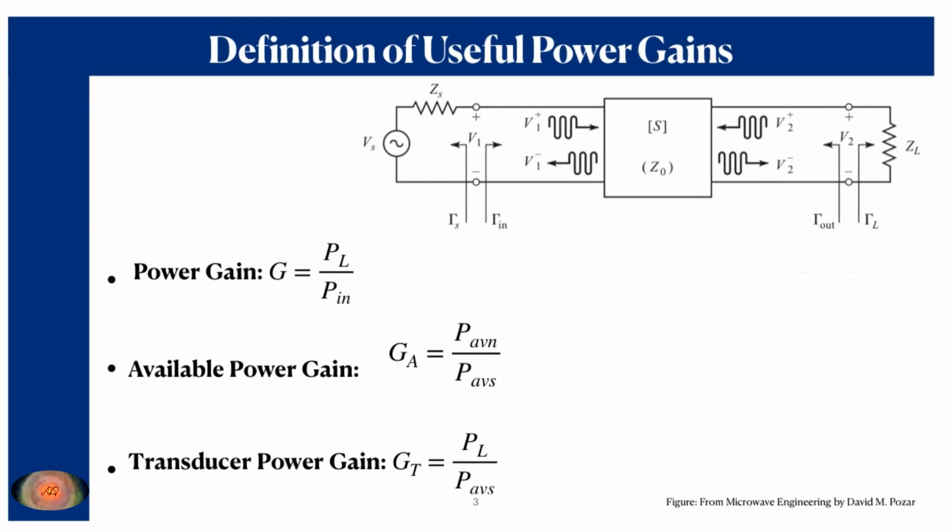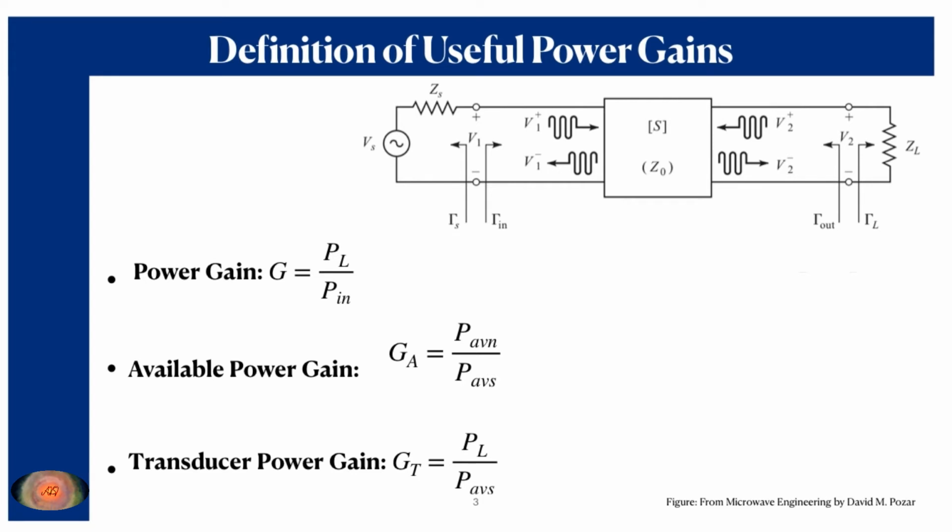On the contrary, the available power gain depends upon the source impedance, but it is independent of the load impedance, because as I told, the available power from the network means the maximum power available from the network, and that can only be available when you terminate this output terminal by a matching load. Matching load means matched with respect to the characteristic impedance of the device itself.